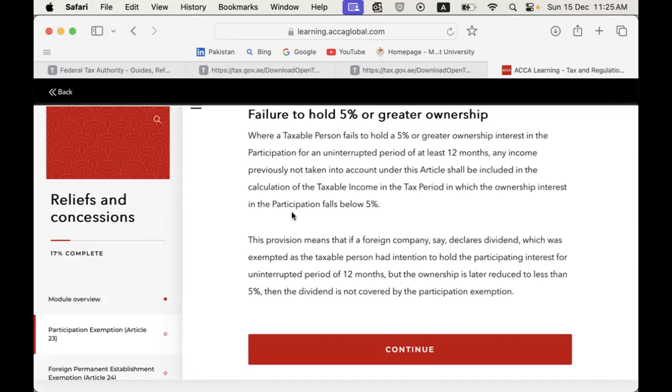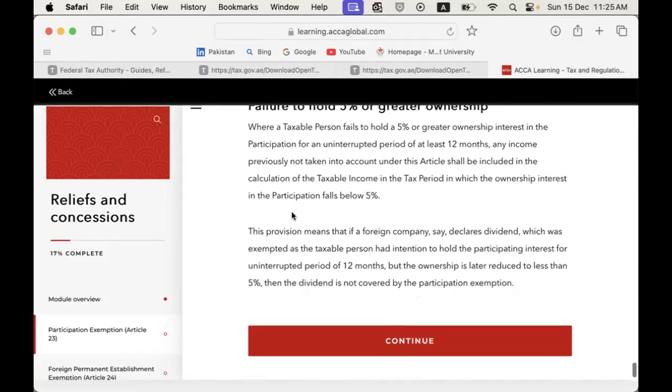What will happen in the 2025 return? The exemption that we had claimed in 2024 will be clawed back, it will be reversed, and it will be taxed. Clear?